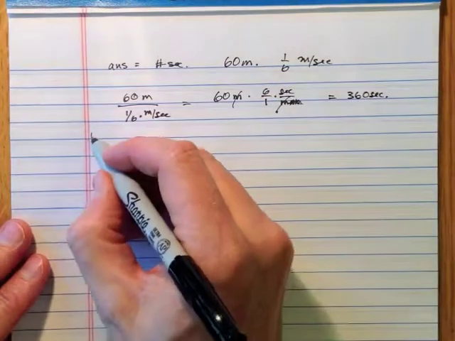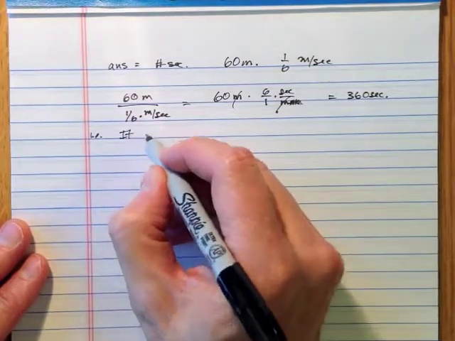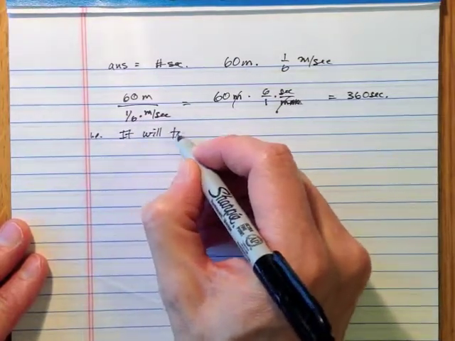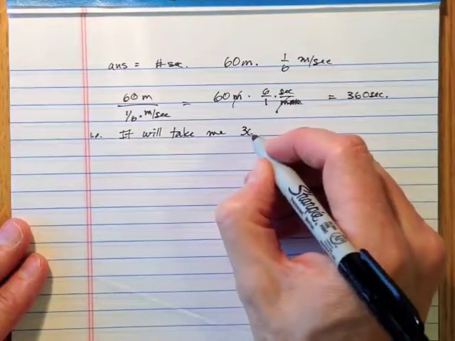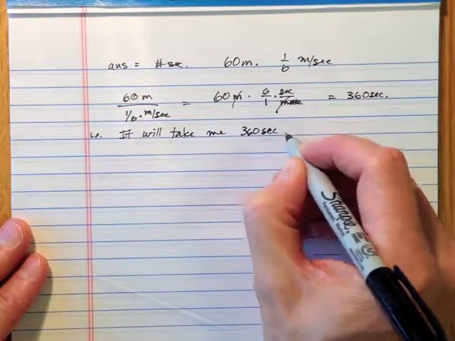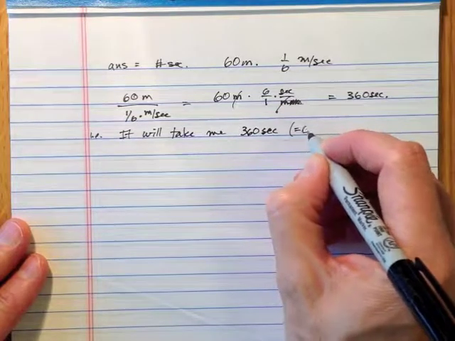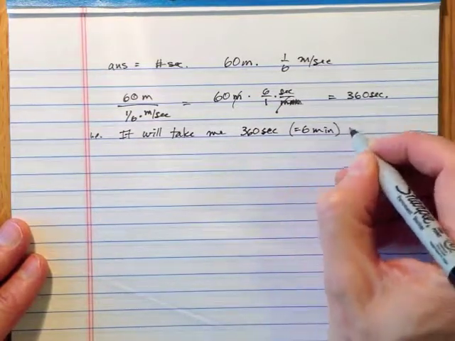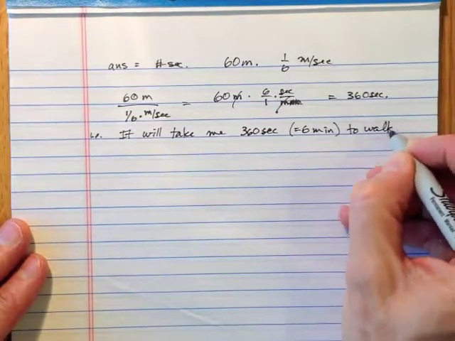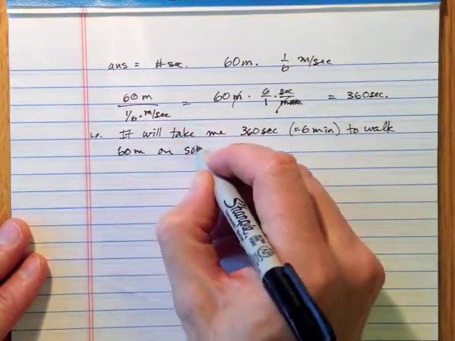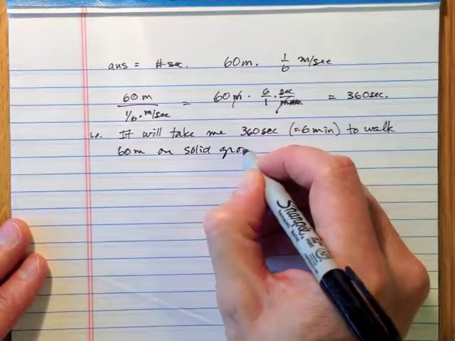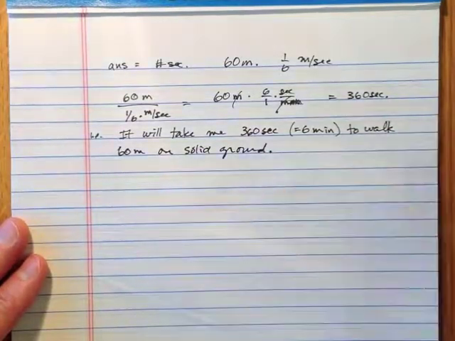That is, it'll take me 360 seconds, that is 6 minutes, to walk 60 meters on solid ground. And we're done.